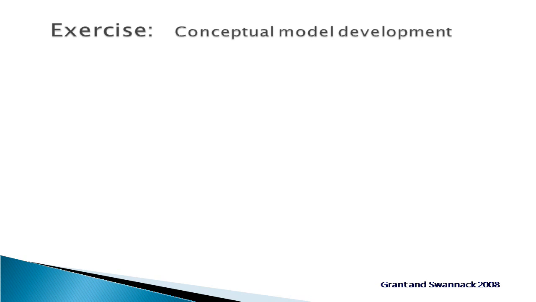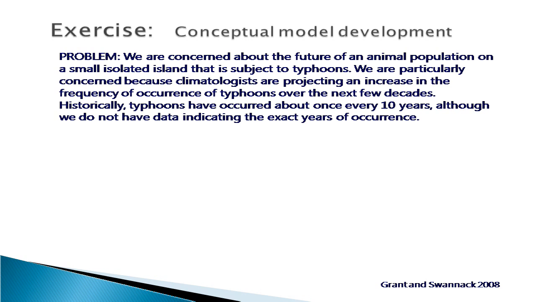So we start with a problem. The problem is that we are concerned about the future of an animal population on a small isolated island that is subject to typhoons. We are particularly concerned because climatologists are projecting an increase in the frequency of occurrence of typhoons over the next few decades. Historically, typhoons have occurred about once every 10 years, although we do not have data indicating the exact years of occurrence. So here I give you some background information as well.